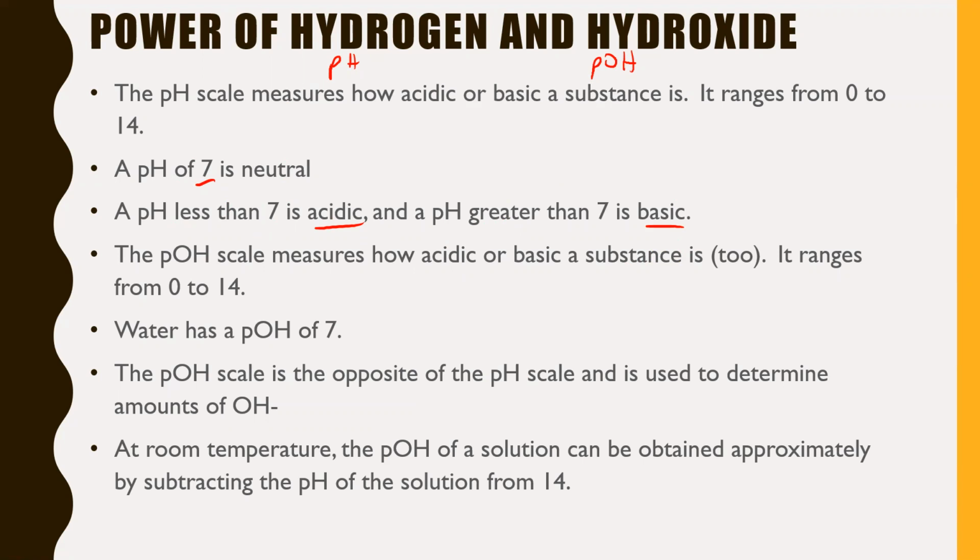Anyway. The pOH scale is basically the same thing, just backwards. The pOH scale measures also how acidic or basic something is. It also ranges from 0 to 14. Water, just like with pH, has a pOH of 7. It is totally neutral. But the pOH scale is just the opposite of the pH scale and is used to determine the amounts of hydroxide ion concentration. So that's OH negative. At room temperature, the pOH of a solution can be obtained approximately by subtracting the pH of the solution from 14. We'll do a few examples of that right here.